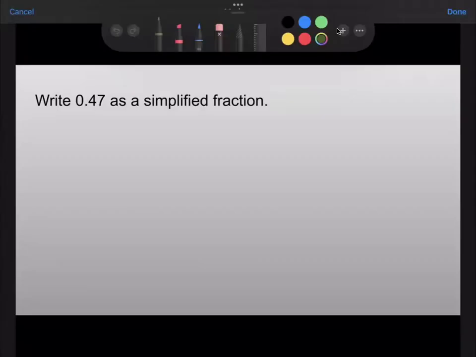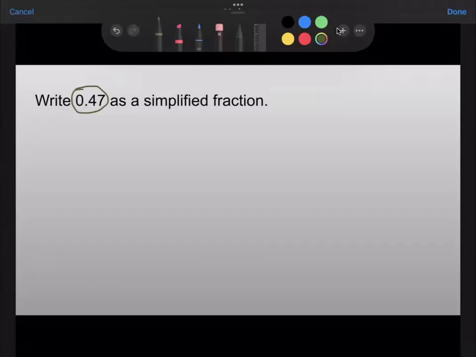Okay, here's our first one. We're going to write the decimal 0.47 as a simplified fraction. That means we're first going to write it as a fraction, and then if we can simplify it, we're going to do that. So let's go ahead and look at our decimal 0.47.